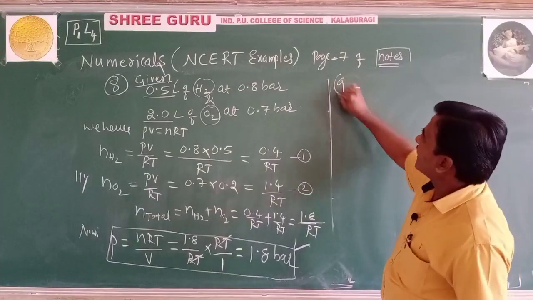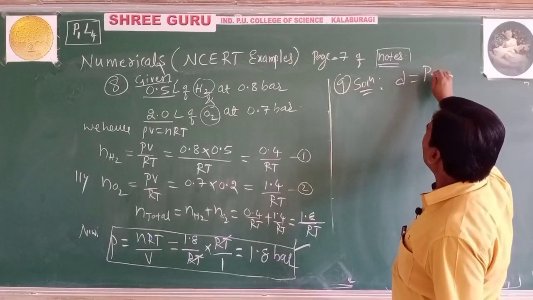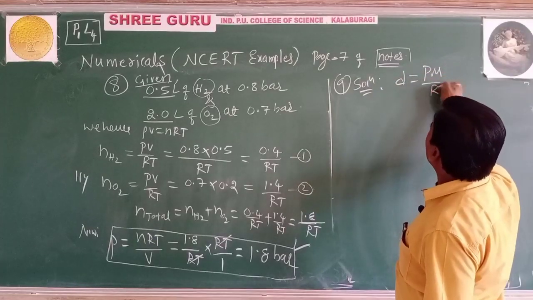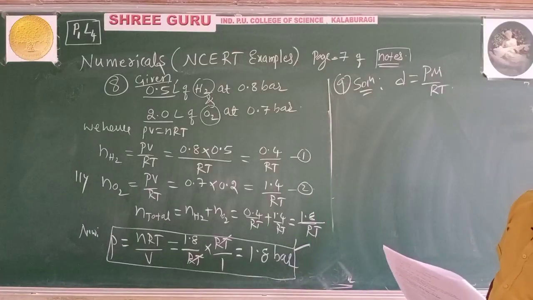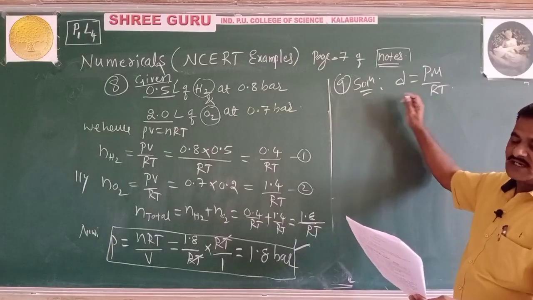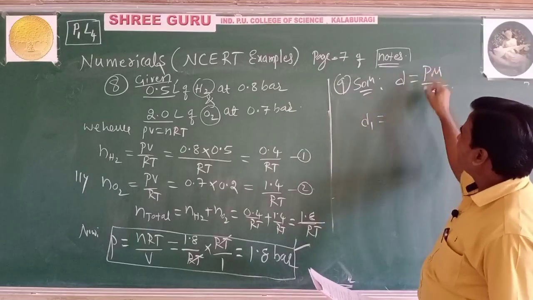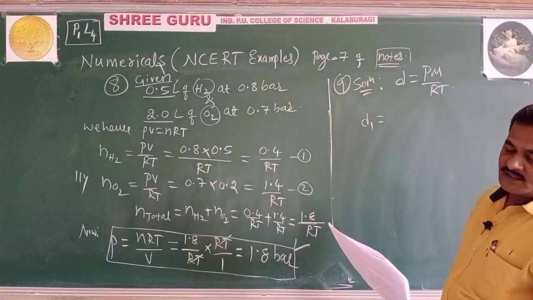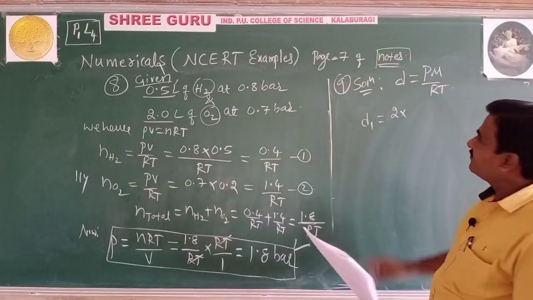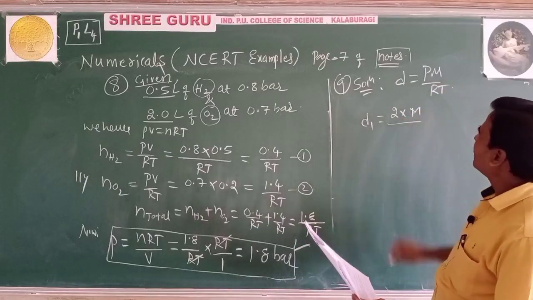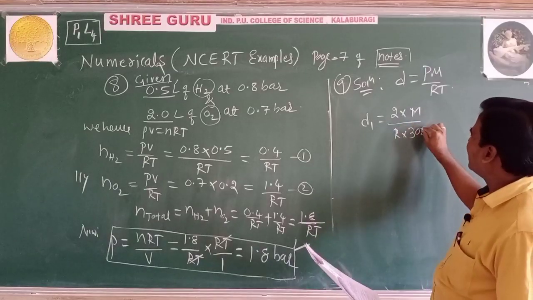See, I can write the ninth one's solution. You have the density formula. What is the density formula? D equals PM by RT. So one density condition is given. One is the condition of 27 degrees, another is STP condition. You write D1. So D1 equals pressure, which is 2 bar. The gas remains the same, M remains the same, divided by R into T. R is fixed. Temperature 27 means 300 Kelvin.